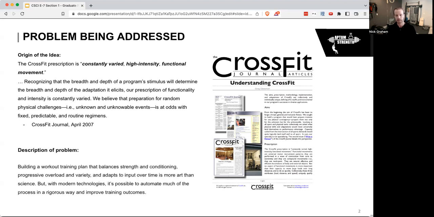So here's how I decided to come up with a description for the problem. Building a workout training plan that balances strength and conditioning, progressive overload and variety, and adapts to input over time is more art than science. But with modern technology, it's possible to automate much of the process in a rigorous way and improve training outcomes. So that's kind of the general framing that I chose to take to approach this problem.